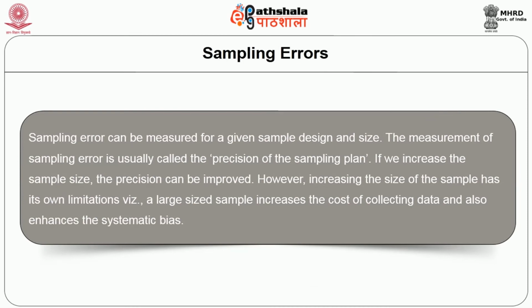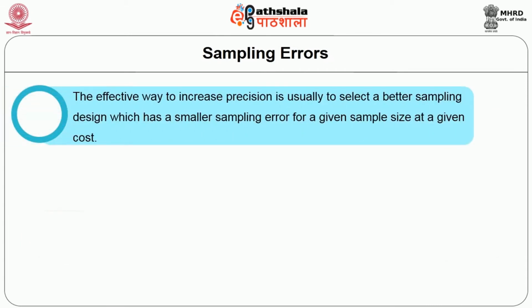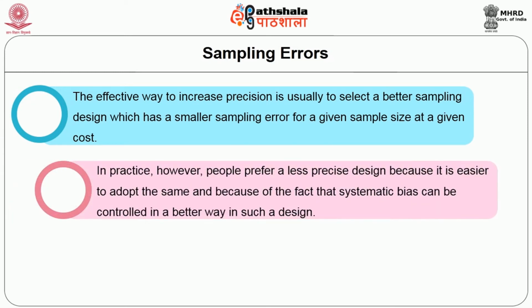Sampling error can be measured for a given sample design and size. The measurement of sampling error is usually called the precision of sampling plan. If we increase the sample size, the precision can be improved. However, increasing the size of the sample has its own limitations. A large size sample increases the cost of collecting data and also enhances the systematic bias. Thus, the effective way to increase precision is usually to select a better sampling design which has a smaller sampling error for a given sample size at a given cost.